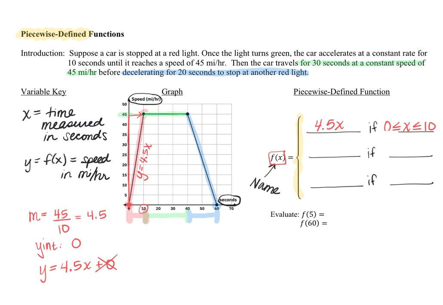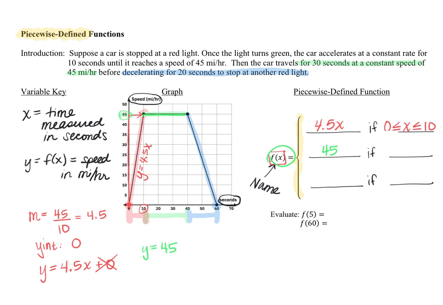Now this is just a horizontal line. It's constant, a constant speed of 45. So the equation for that horizontal line is just y equals 45. So in our piecewise defined function, we have y equals 45. Once again, we don't need to write y equals because we have f of x equals here. So we just write 45.